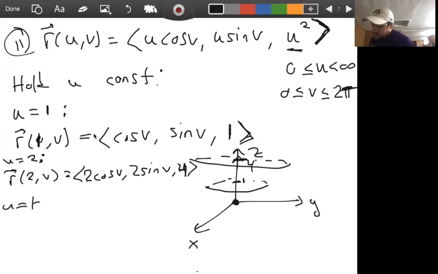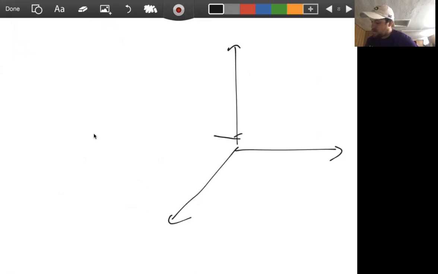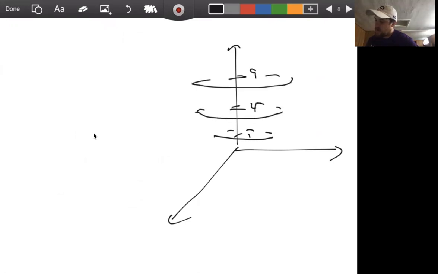And you can see that at u equals k, in general, this is going to be a circle of radius k at height k squared, right? And so let's draw this picture a little better here. So at 1, we had a circle of radius 1. At 2, or at 4, we had a circle of radius 2. And so you could see at 9, we'd have a circle of radius 3. And then the arbitrary formula here is at height k squared, you have a circle of radius k, right? And then at the origin, we had the point.